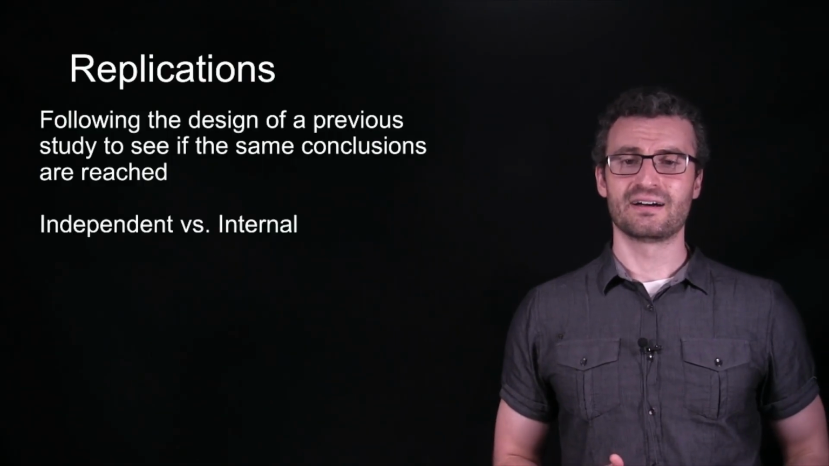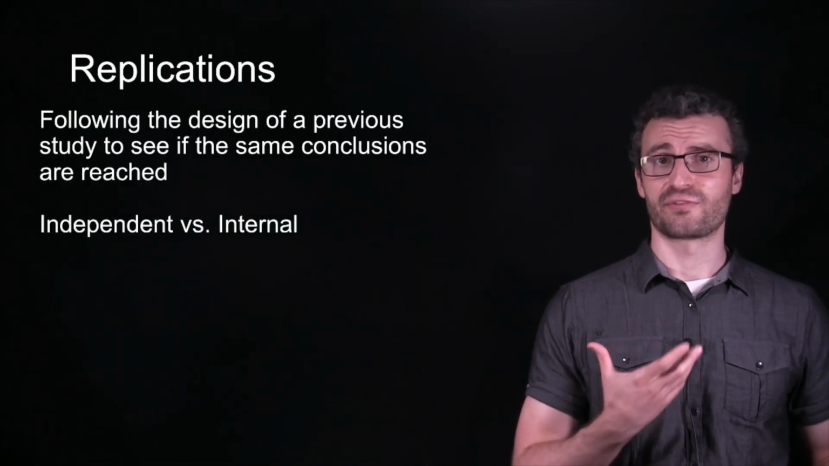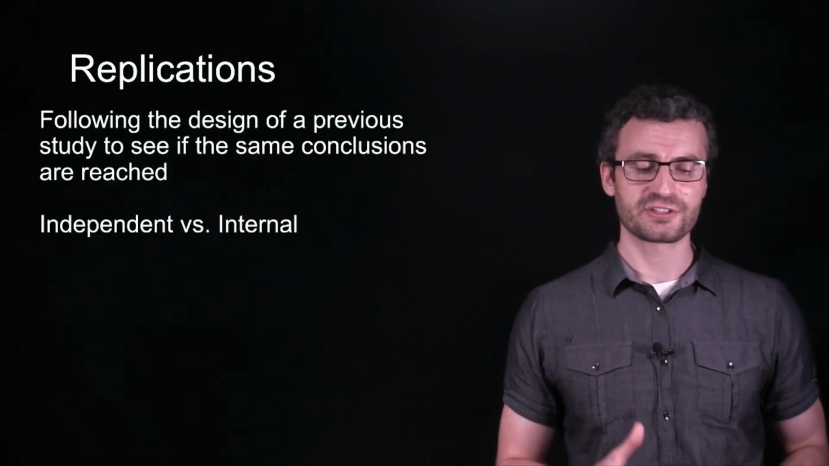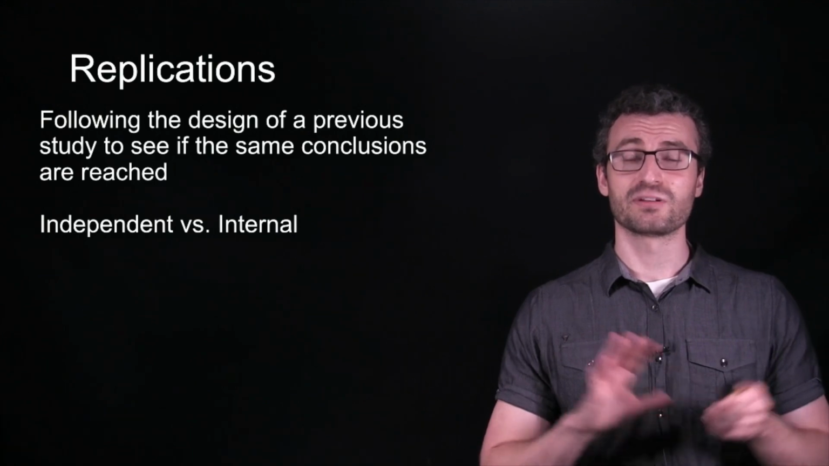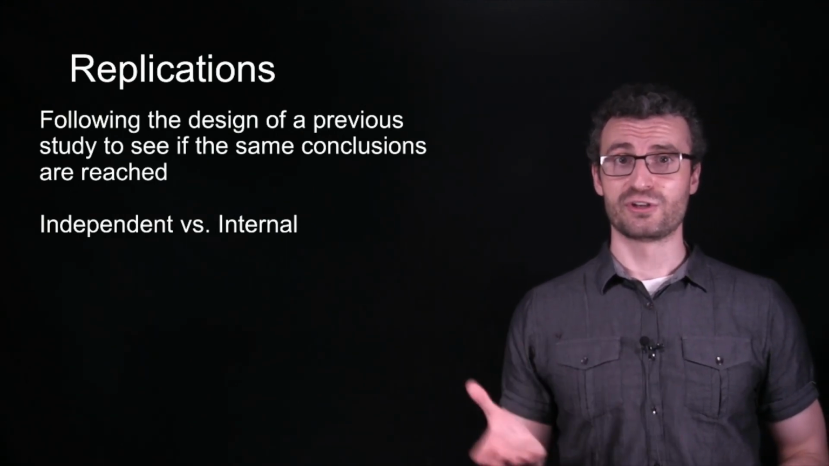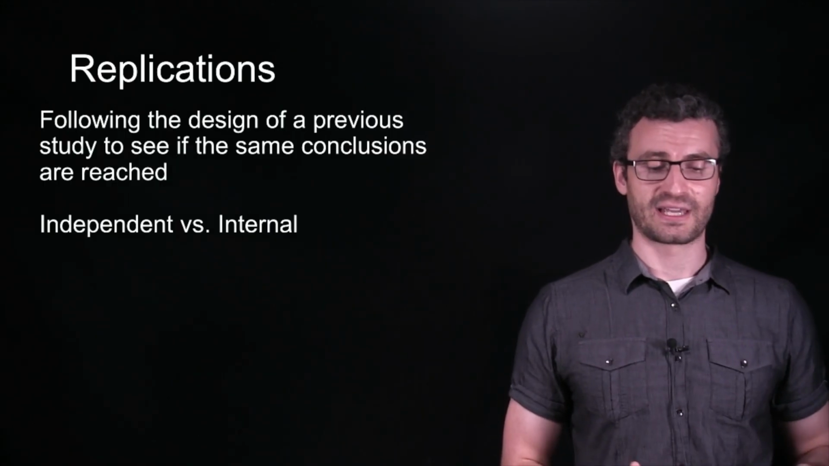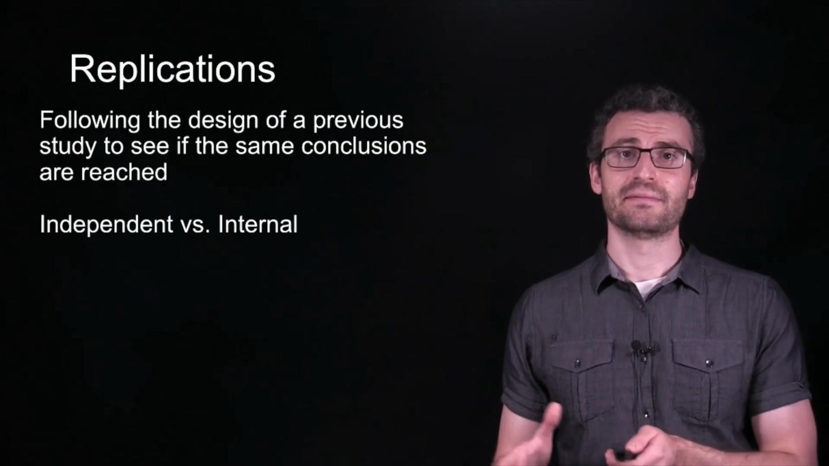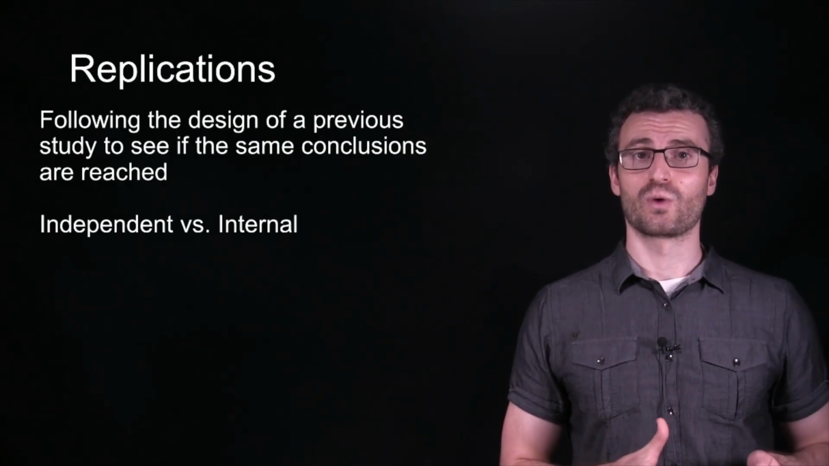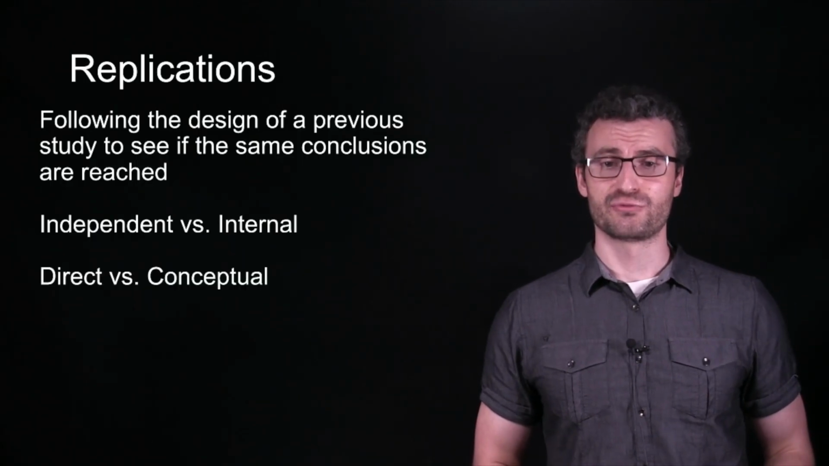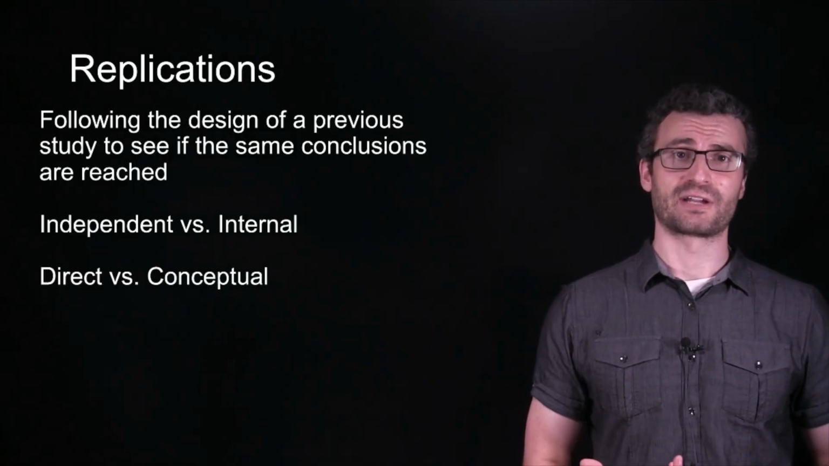One is the idea of an independent replication versus an internal replication. In an independent replication, the research team conducting the replication is completely separate from the research team that did the original study. Whereas an internal replication is that original research team that conducted the original study actually doing their own replication of their work. There's also a distinction between a direct replication and a conceptual replication.